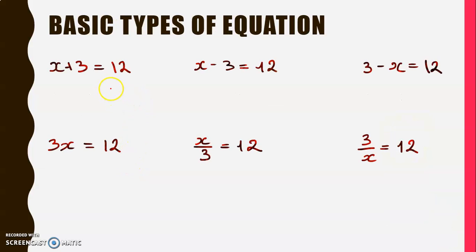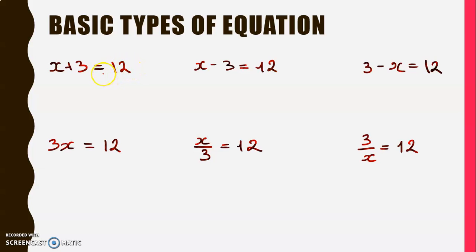So first of all, let's go through these basic types of equations. We will start with x plus 3 equals 12. Before we move on, you just have to understand that when you solve equations, you're basically looking for a value of x to make this statement true. So what number plus 3 is equal to 12?